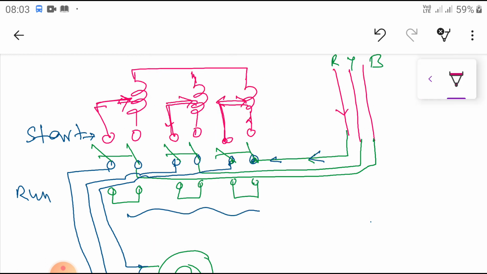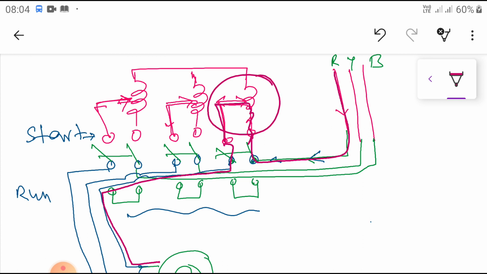Now, whatever current is coming here is closed here, and it is going through this one, it is entering. Then it is connected here. This is connected to the winding. That means whatever winding is connected here, the current is coming here, we connected from this one.